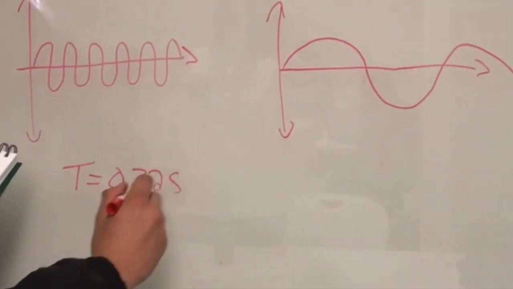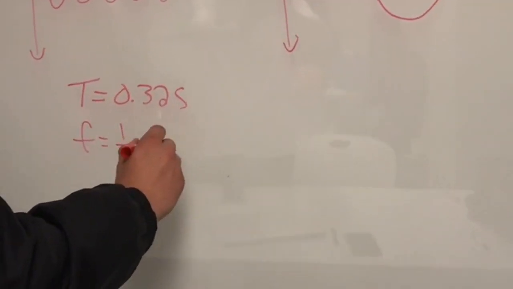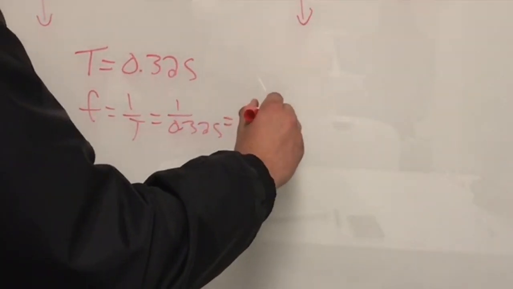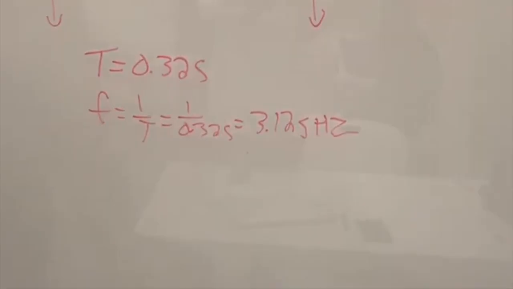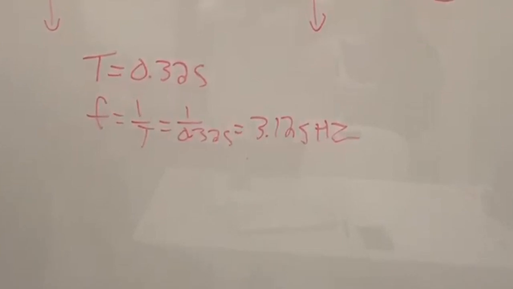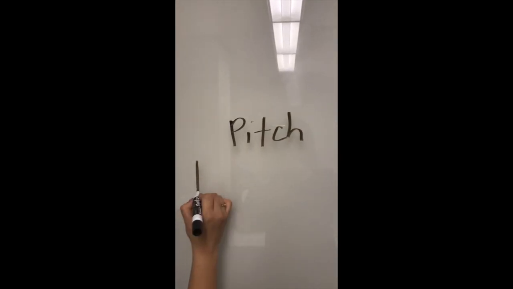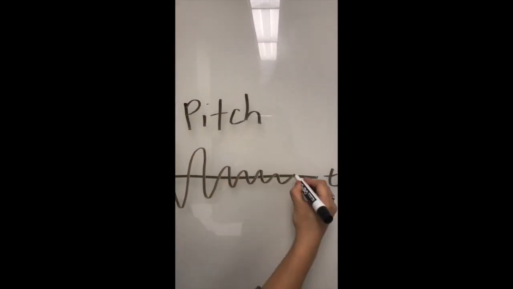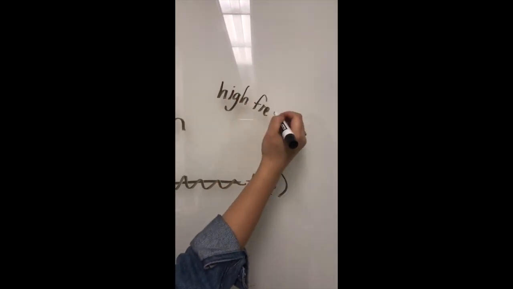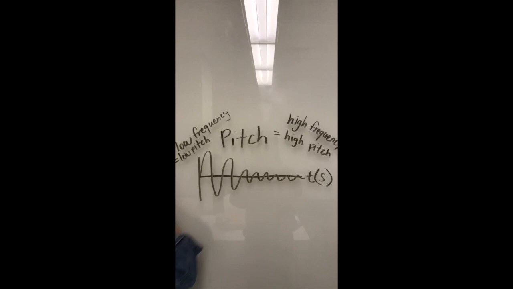For example, if the period was 0.32 seconds, then in order to find the frequency, you would divide 1 by the period and you would find a frequency of 3.125 hertz. The sensation of a frequency is commonly referred to as the pitch of a sound. A high-pitched sound corresponds to a high-frequency sound wave, and a low-pitched sound corresponds to a low-frequency sound wave.